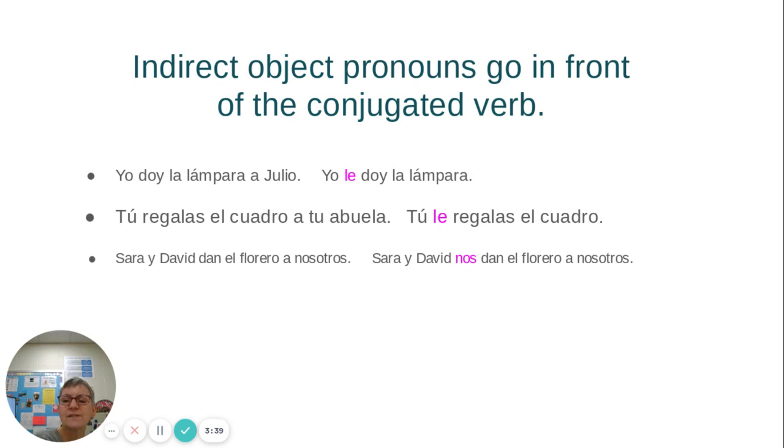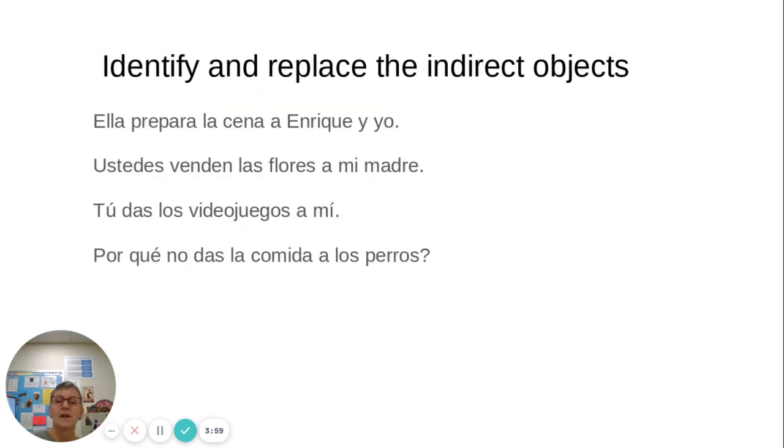And the third one, Sara y David dan el florero a nosotros. So the pronoun would be nos. But because it's a nosotros, we don't get rid of it and we keep it there. Sara y David nos dan el florero a nosotros. So go ahead and identify and replace the indirect objects with a pronoun. And then rewrite the sentence. Pausa el video, and then come back and check your work.